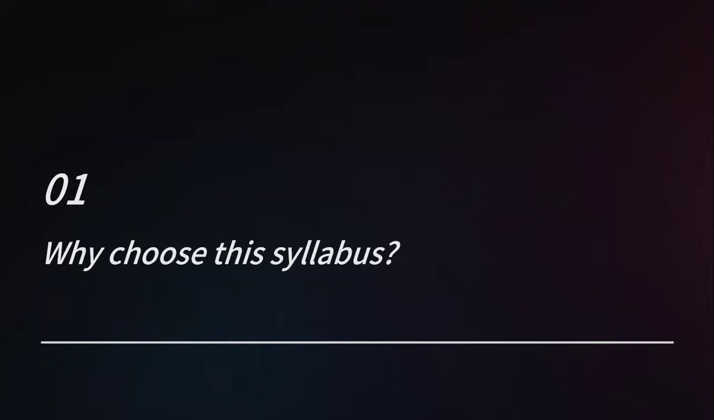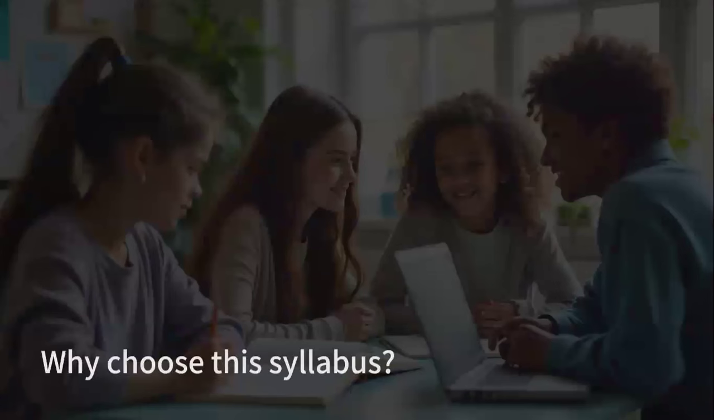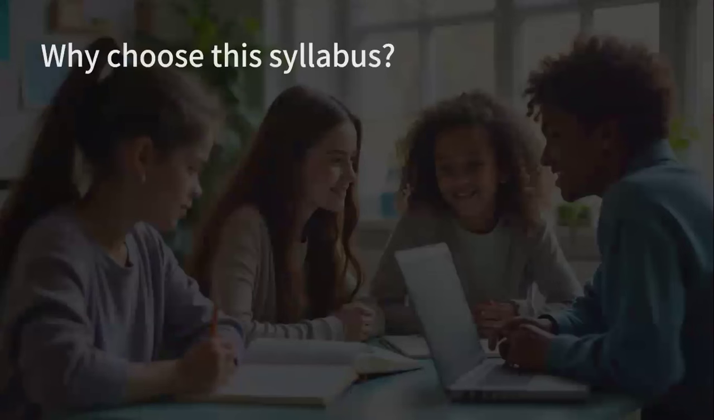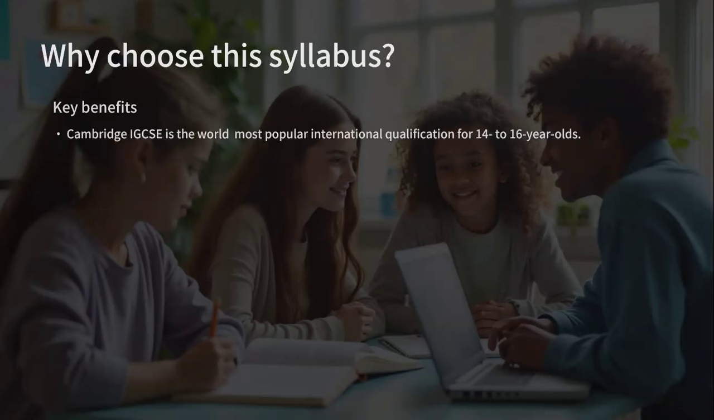First and foremost, why to choose this syllabus? If we generally talk about Cambridge IGCSE, IGCSE is basically an examination board which works under the umbrella of Cambridge. If we talk about the key benefits, like what are the benefits that you are going to receive if you have opted for IGCSE. So first and foremost, IGCSE is the most popular international qualification which is specifically designed for the needs of students belonging to the age group of 14 to 16 years.